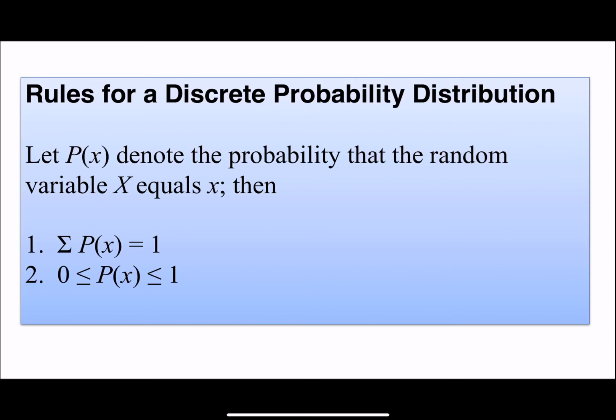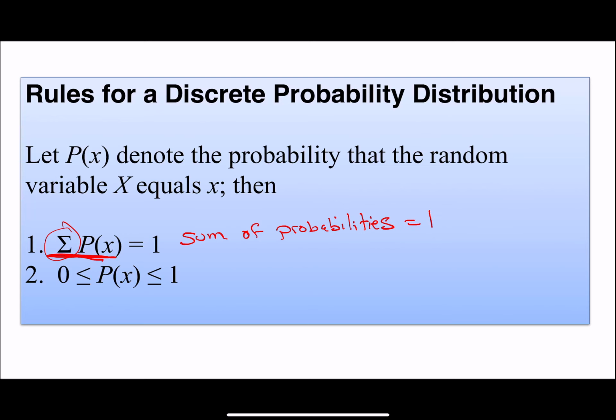So here are the rules for our discrete probability distribution. This is the same thing as what we did for our relative frequency table. Our notation is ugly. This right here is summation notation. So this is saying the sum of all of the probabilities in the probability distribution will equal 1. So the sum of the probabilities, I can't write and talk at the same time, equals 1.